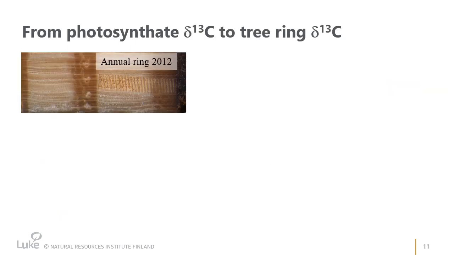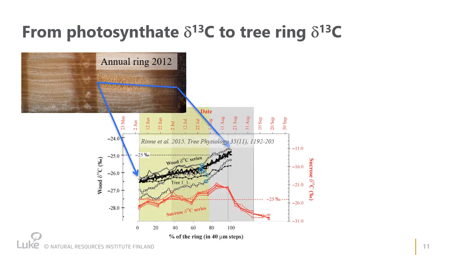This slide shows the principles of the described approach. Here you can see the vertical laser ablation tracks, each giving one carbon isotope result. The width and spacing of the tracks is 40 micrometers. The obtained intra-annual carbon isotope profile is one of the black series here. The other black series are replicate analysis of other trees from the same site.